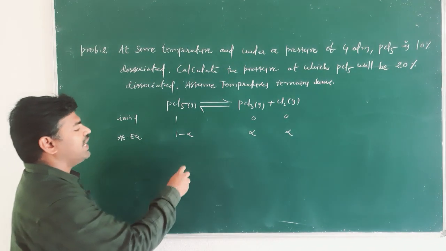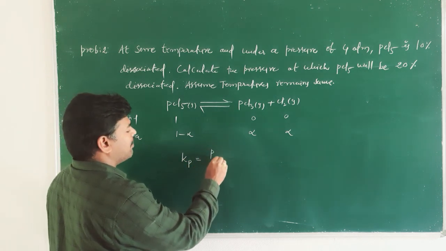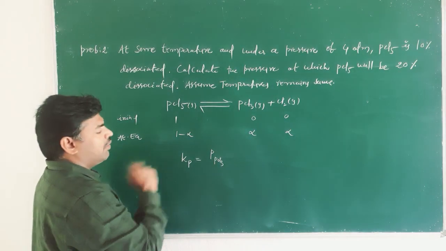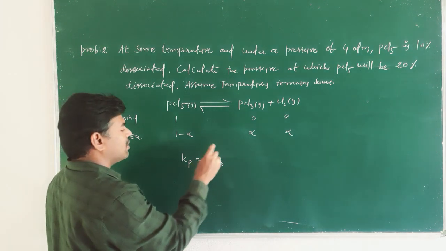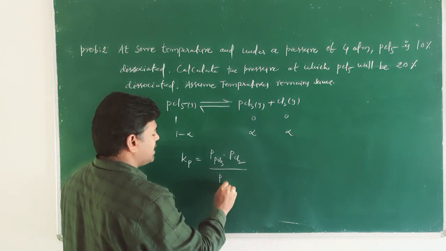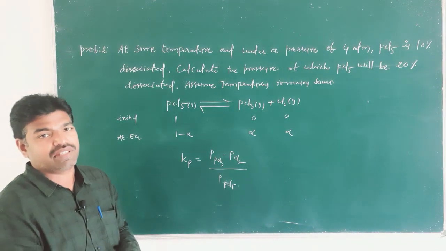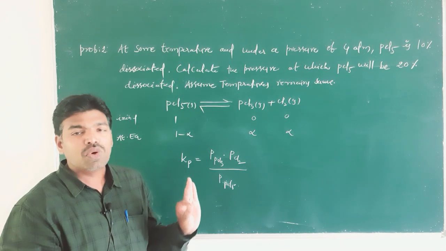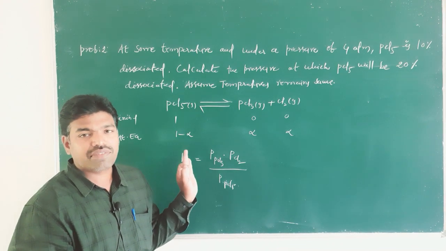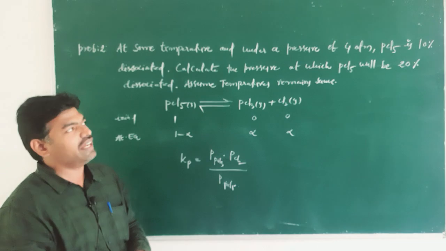So, how can we write the equilibrium constant? Kp is equal to the partial pressure of PCl3 times the partial pressure of Cl2 by the partial pressure of PCl5, because all these are gases, that is why we should write the equilibrium constant in partial pressures. Okay? How can we calculate the partial pressures? We have a formula for partial pressure. The partial pressure of any gas is equal to the mole fraction of that gas into the total pressure. Let us say P is the total pressure of the reaction.